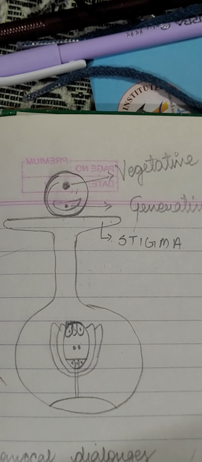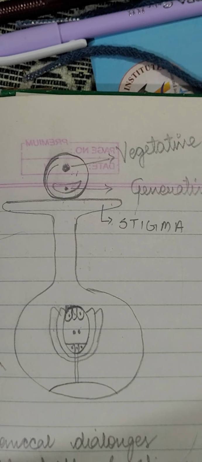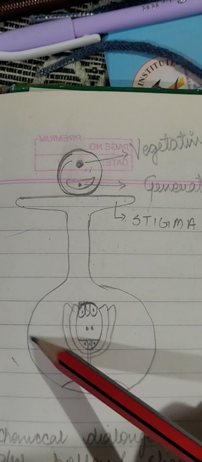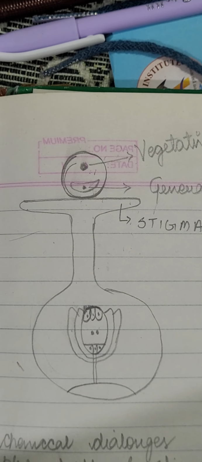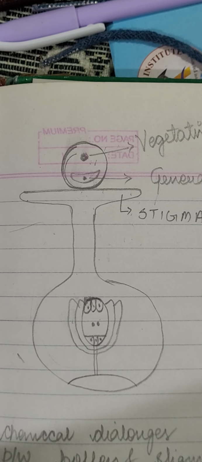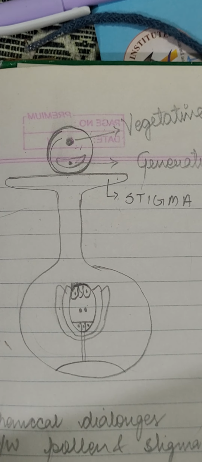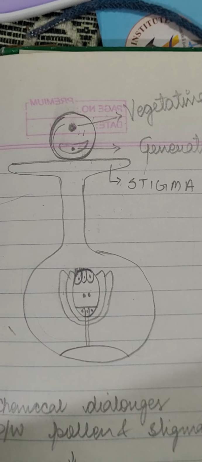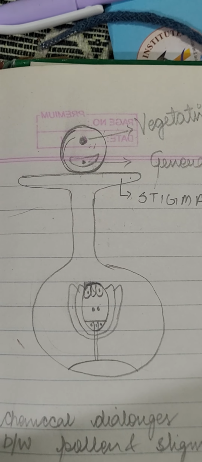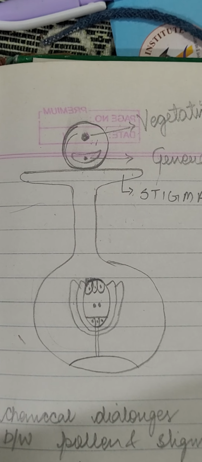So today we will learn about pollen pistil interaction. As you can see, this is the female reproductive part and this is the pollen grain. When the pollen grain lands on the surface of the stigma, a chemical dialogue happens between pollen and stigma. If both are of the same species, then only the pollen grain is allowed to go for pollen germination.